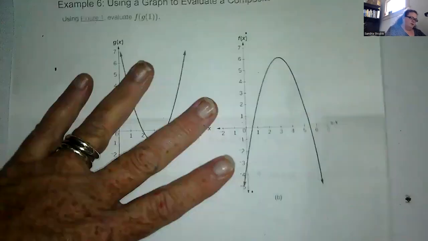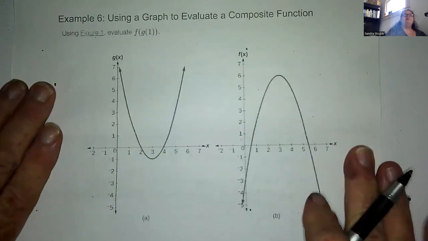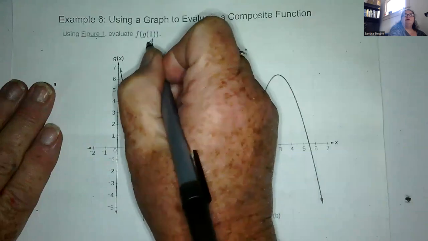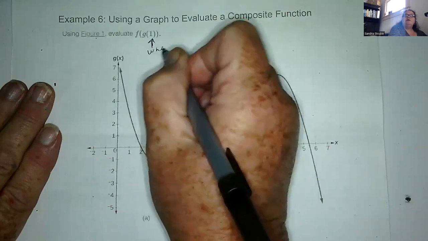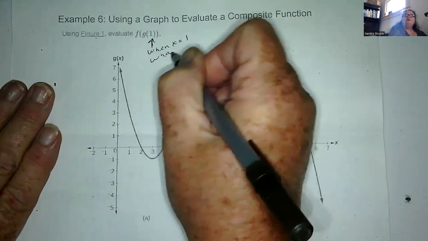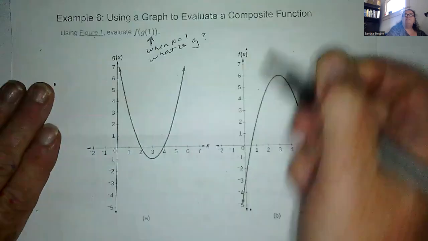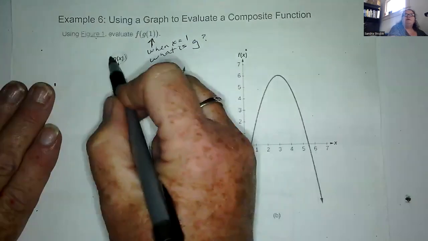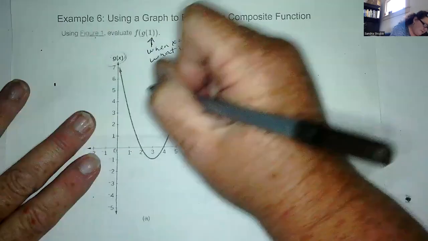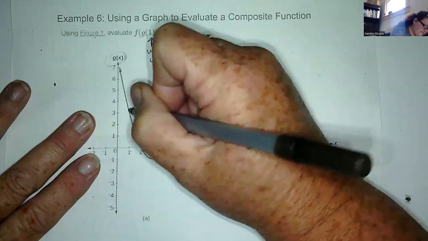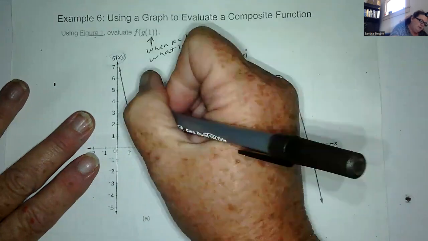Moving on. Using the graph to evaluate a composite function. We're dealing with f of g of 1. So I'm asking myself, when x is equal to 1, and I keep asking myself this every time, what is the inside function? What is g? So we have to look at the g function. When x is equal to 1, what is that on the graph? I think it's 3. It's right about there. So that means g of 1 is 3.